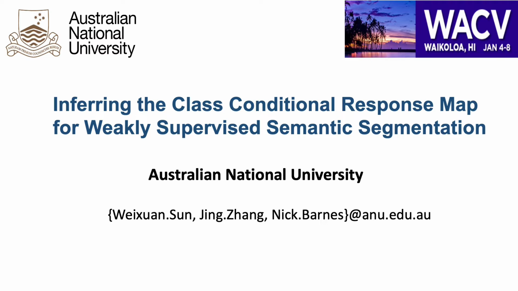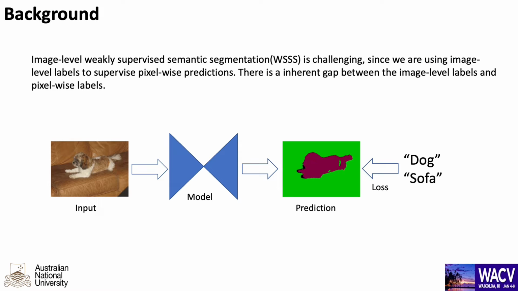I will introduce our work, Inferring the class-conditional response map for weakly supervised semantic segmentation. In this work, we focus on image-level weakly supervised semantic segmentation. It is challenging as we are using image-level labels to supervise pixel-wise predictions, as shown in the image below. So there is an inherent gap between them.